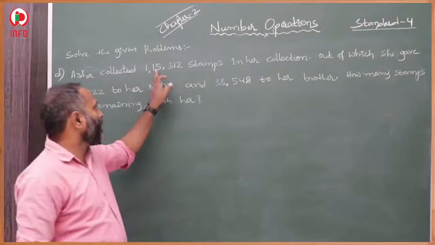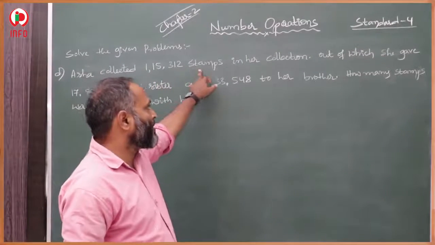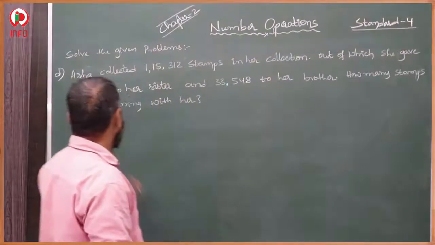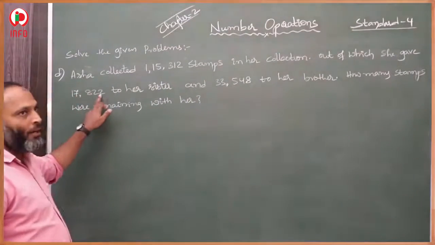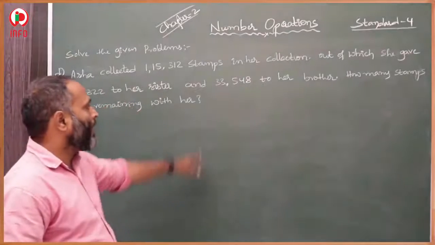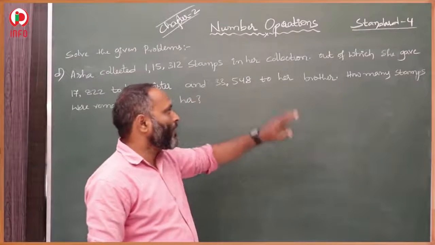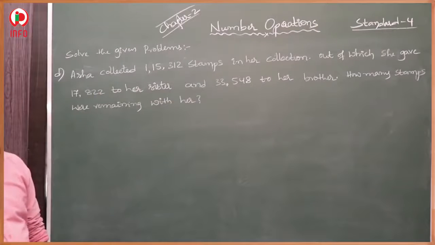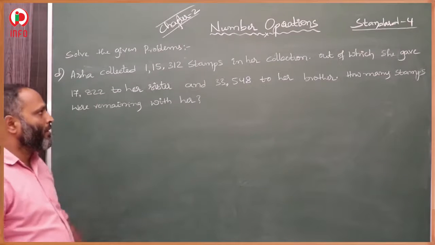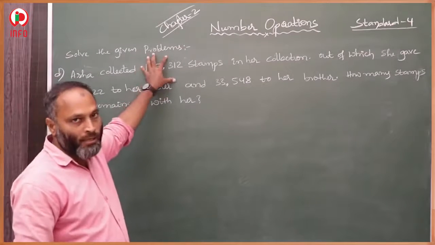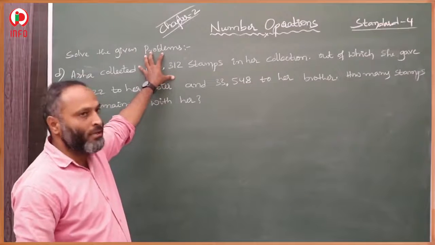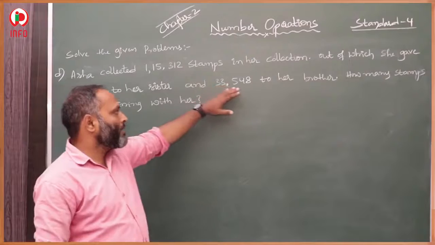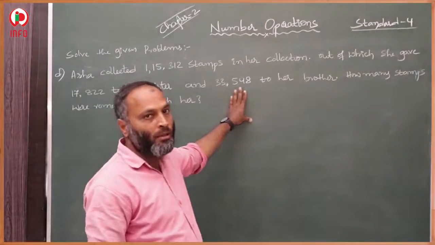Asha collected 1,15,312 stamps in her collection, out of which she gave 17,822 to her sister and 33,548 to her brother. How many stamps remained with her? Here, total stamps are her collection given. In this collection, she gave this many stamps to her sister and this many stamps to her brother.